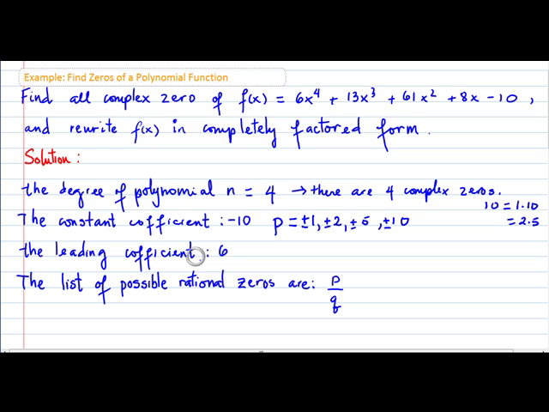Now our leading coefficient is 6, because right here is our leading coefficient, which belongs to the term that has the highest exponent. Now we're looking for the list of factors of the leading coefficient, Q. 6 can be rewritten as 1 and 6, 2 and 3. So I have 1, 2, 3, and 6. Now to guarantee that I have all the possible factors, I will have plus or minus.